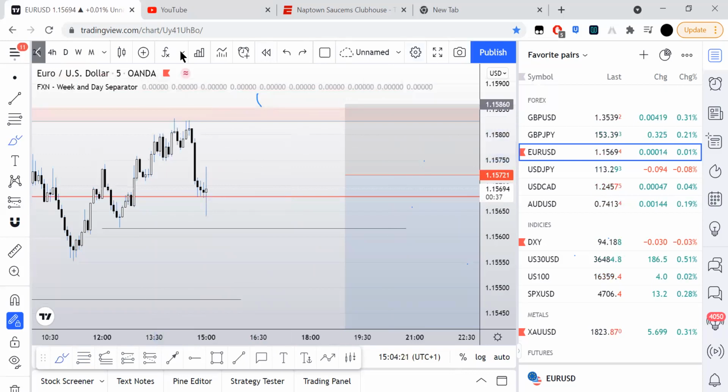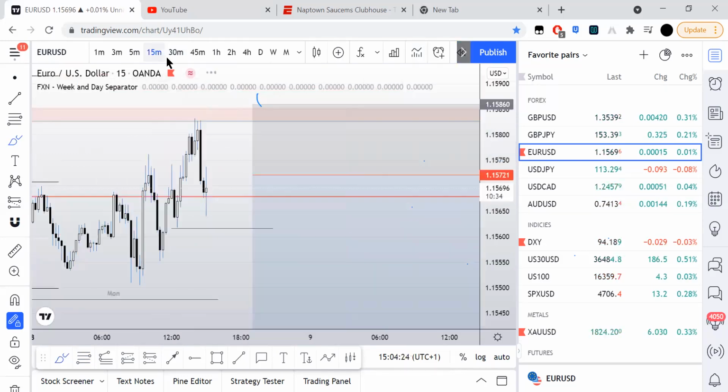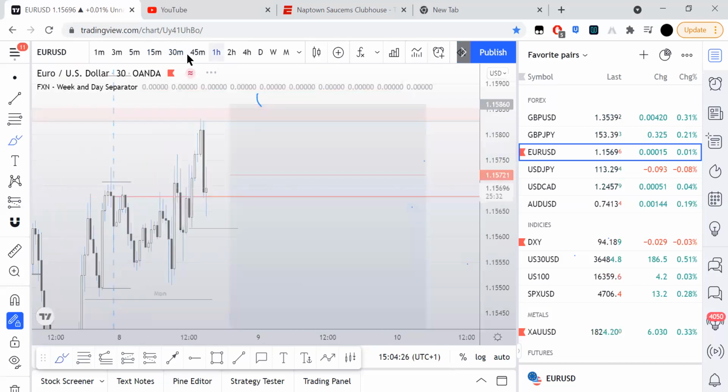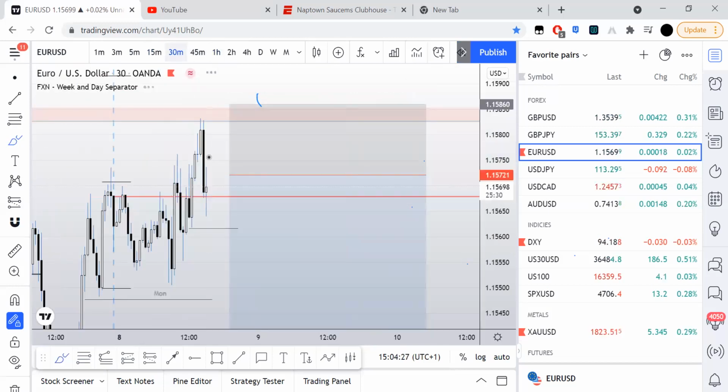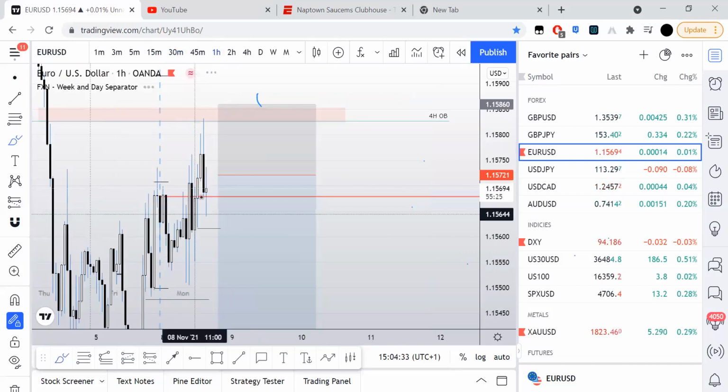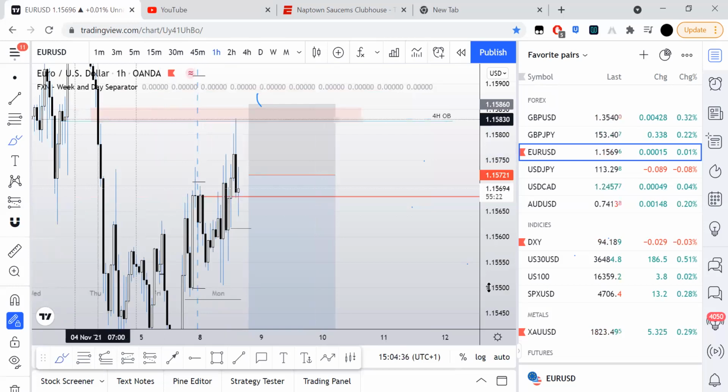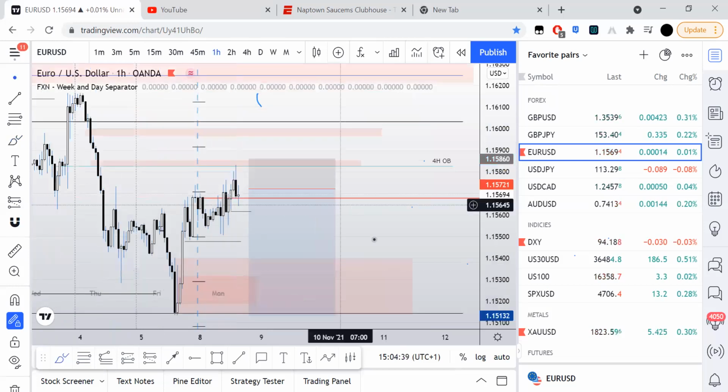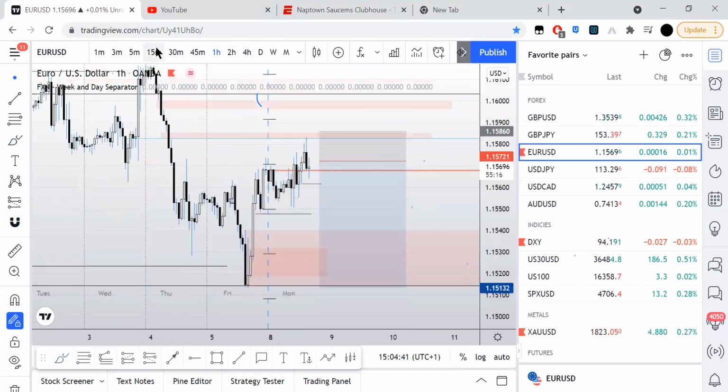But based off the 15-minute, hourly, 30-minute, this right here, I like this. Just as a fresh order block that just got created based off the reaction of this and for us to push lower. But yeah, I'm going to just sit on my hands for right now.